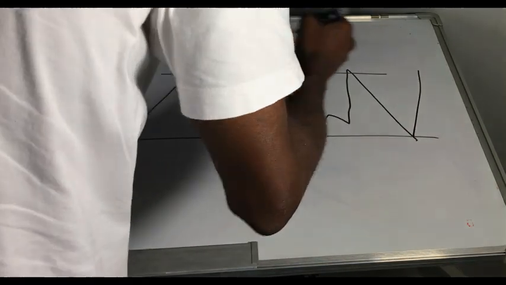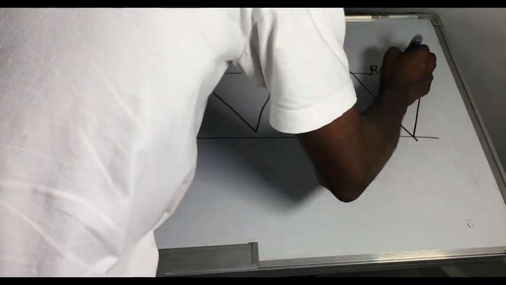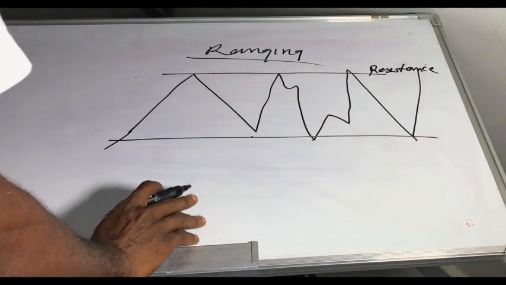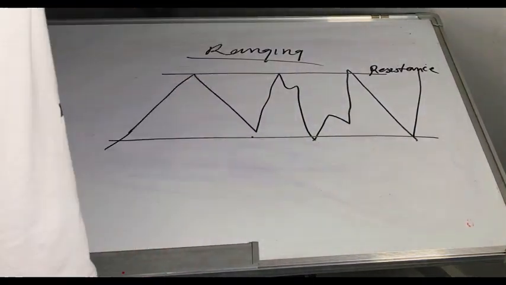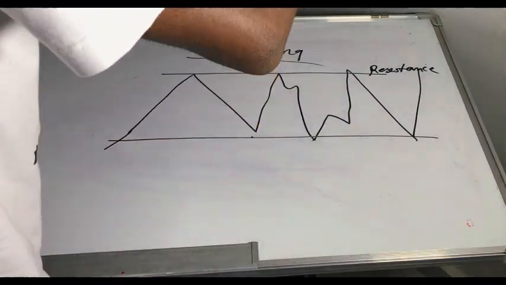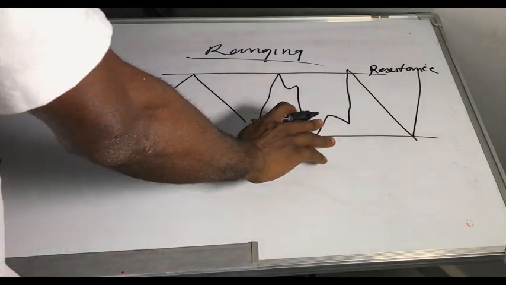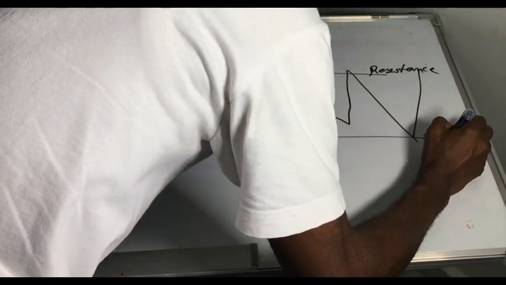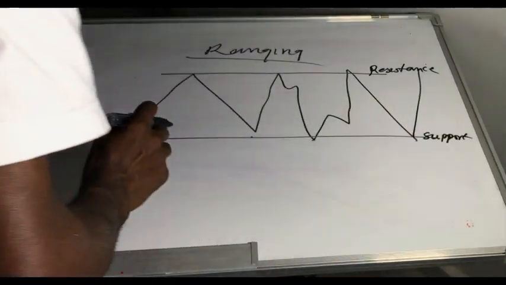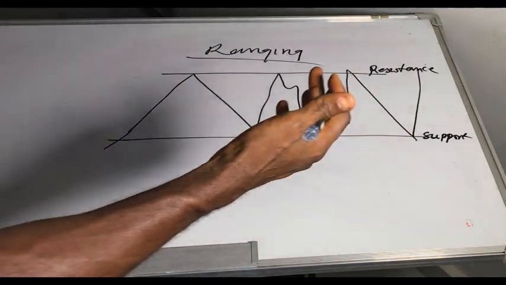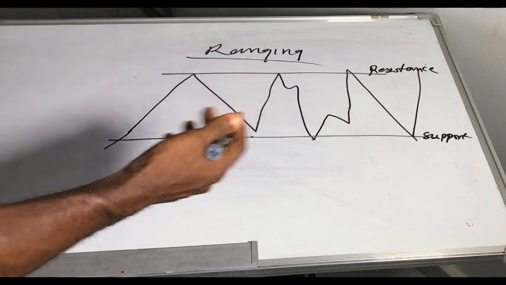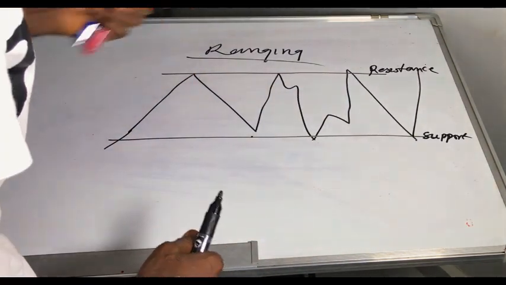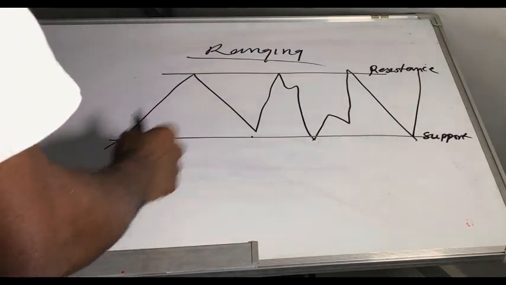This is what we call resistance. Resistance acts like a ceiling. It's like when a ball is bouncing, it touches the ceiling, then it bounces back. And before it can return to the ceiling, it must touch the floor. This is called support. It's like the floor that stops the price from going further down. So when you see price moving between a fixed resistance and a fixed support, it is called a ranging market.